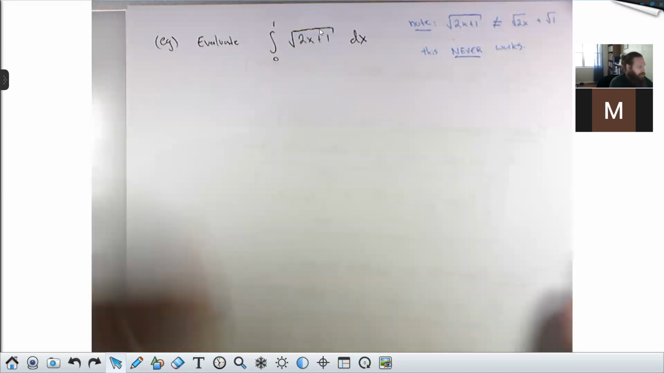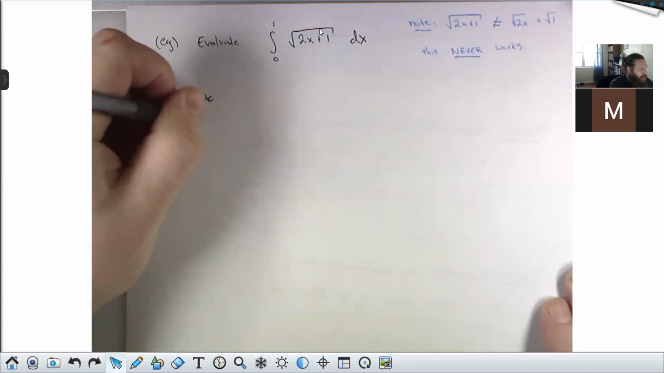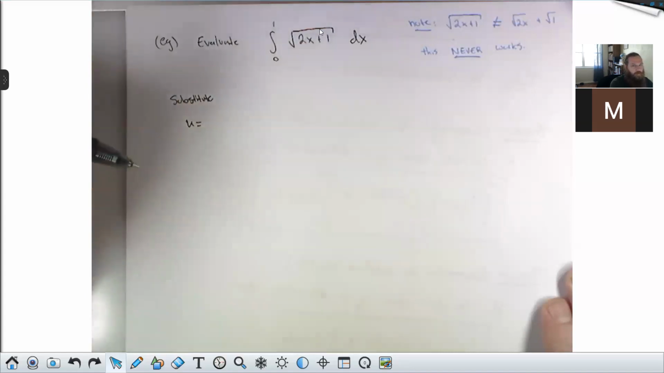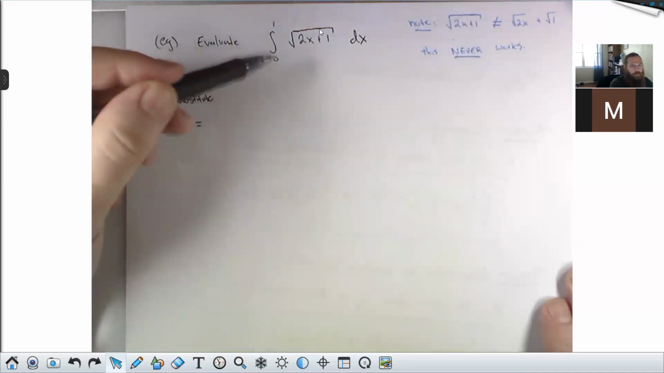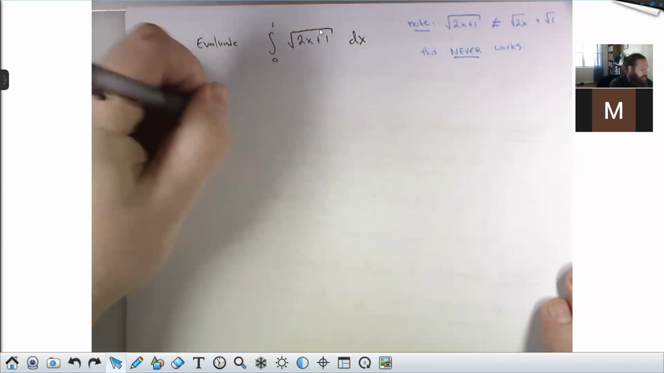So I'm going to make the substitution u equals the inside of the square root, because then this will just become the square root of u, which is something I know how to find an antiderivative of.